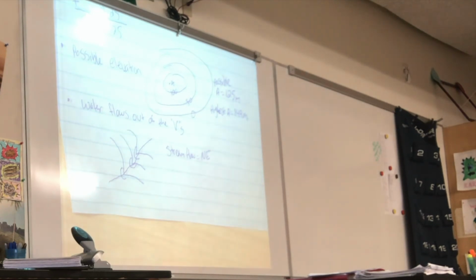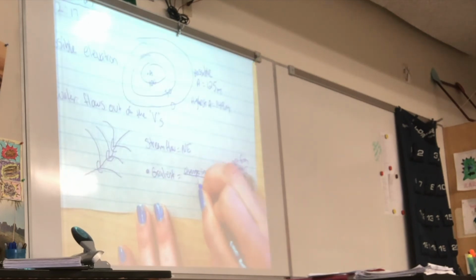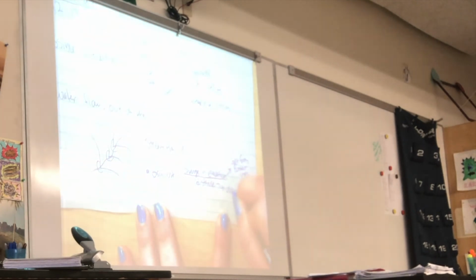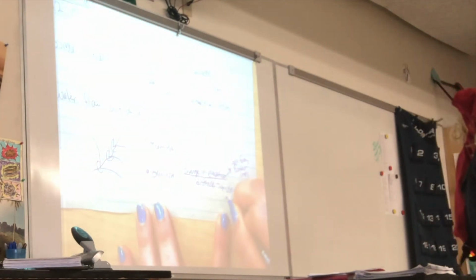So remember, with gradient, you just do change in elevation. Gradient equals change in elevation. This will be on the short answer and the multiple choice. You get that from contour lines. And then you're going to divide by the change in the distance. And for that, you use scrap paper and map scale.